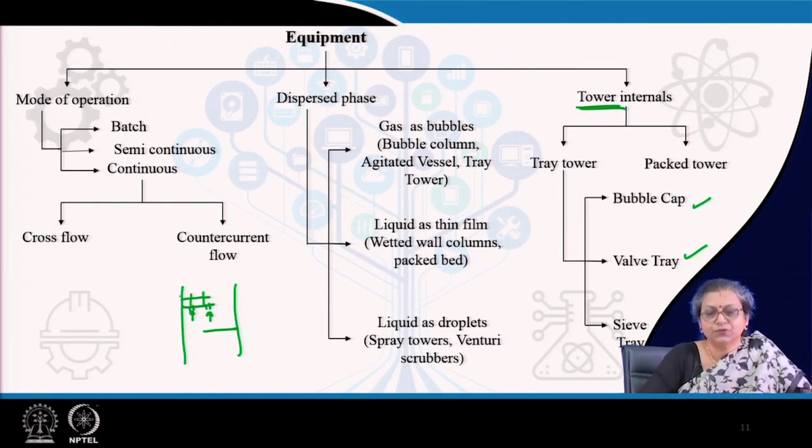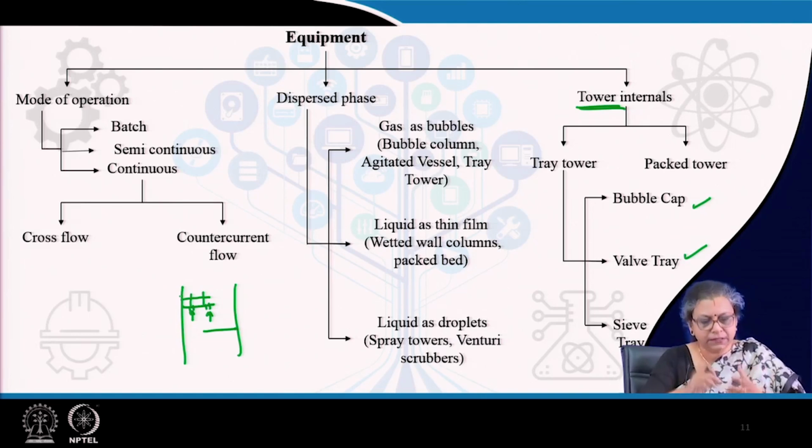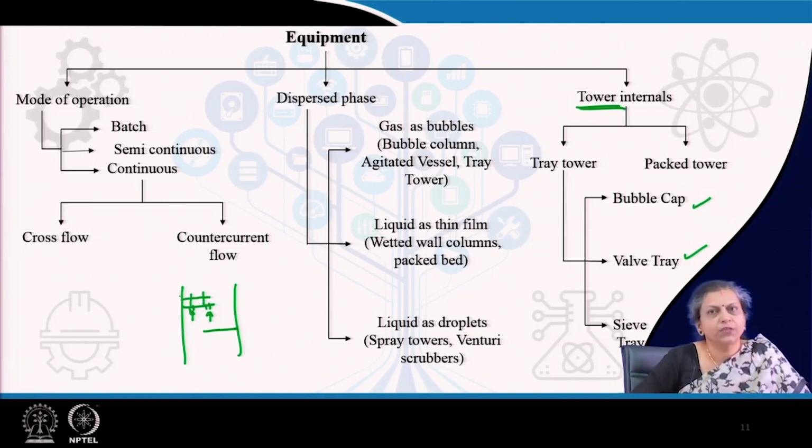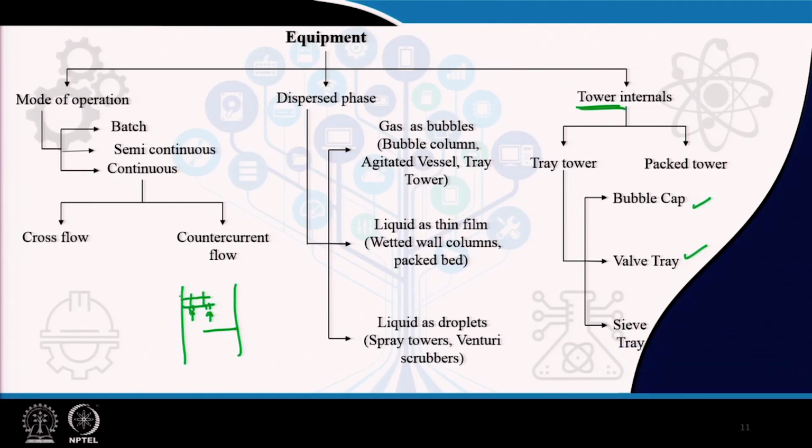Now, in this case, I would like to mention one particular thing. See, which phase should we disperse? We disperse the phases to increase the mass transfer. Why does this happen? This happens because the diffusion path decreases and the interfacial area increases. So, quite naturally we would like to disperse that particular phase which is mass transfer controlling in any particular operation. So, therefore, when the gas phase is mass transfer controlling, we disperse the gas phase. When the liquid phase is mass transfer controlling, we disperse the liquid phase.